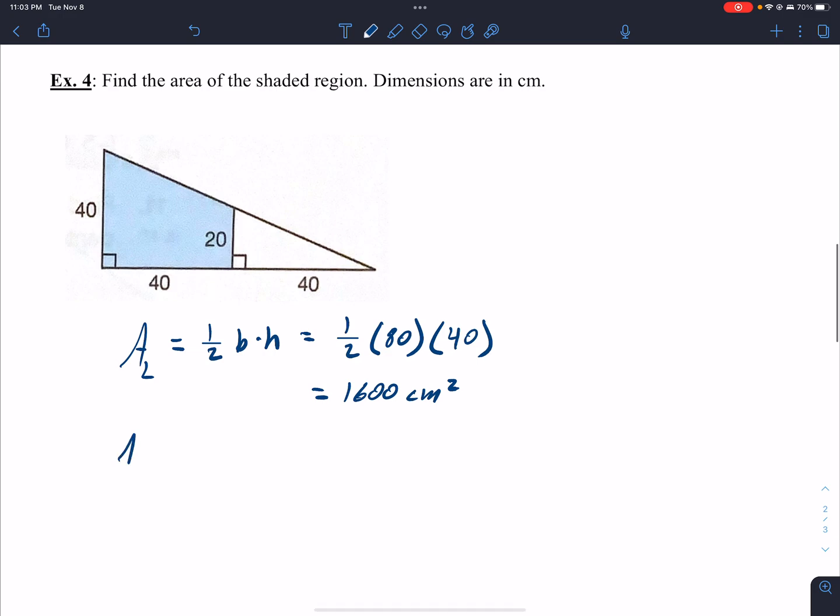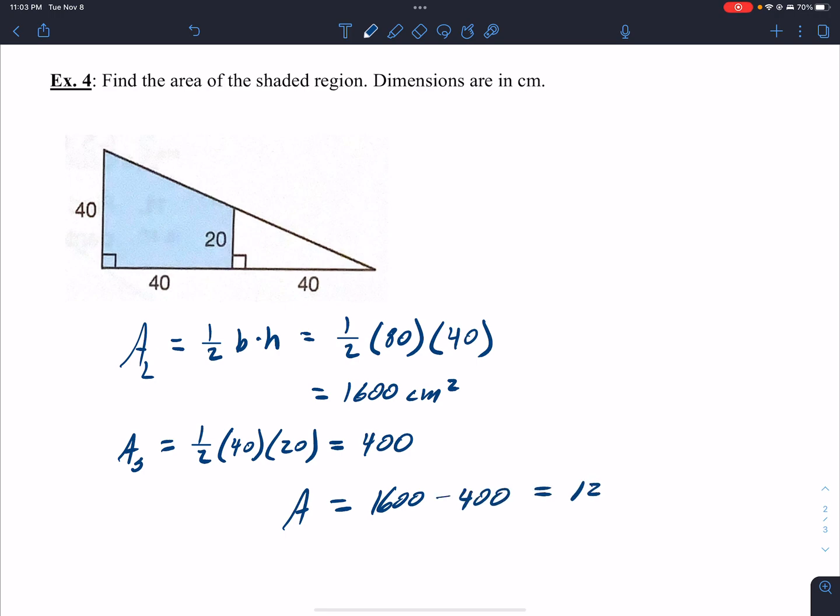All right, then I've got the area of the small triangle, that is this triangle here, right? The area of the small triangle with 1/2 base times height is 1/2. The base is 40, the height is 20. 1/2 40 times 20 is basically 20 times 20, which is 400. And so the area of our shaded region, the area of the quadrilateral that we're looking for, is the subtraction 1,600 minus 400, 1,200 square centimeters. All right?